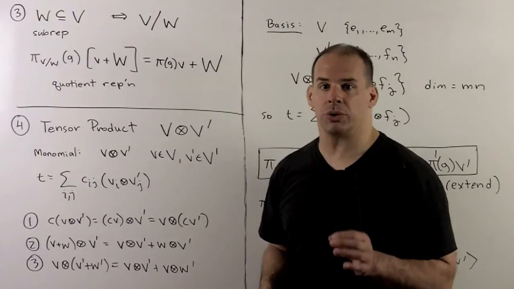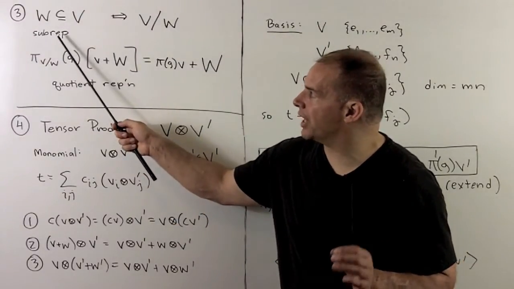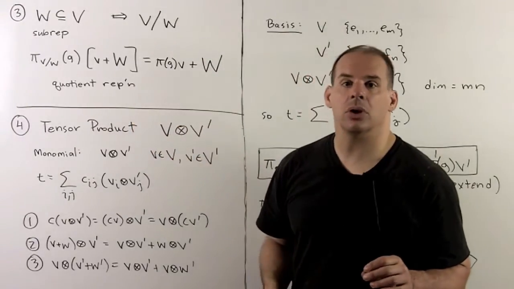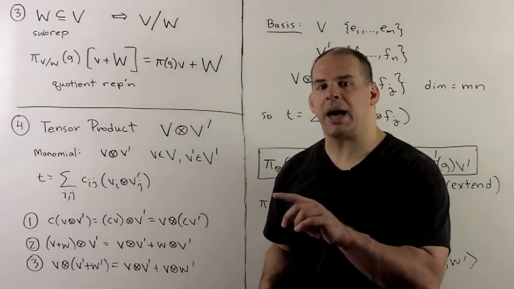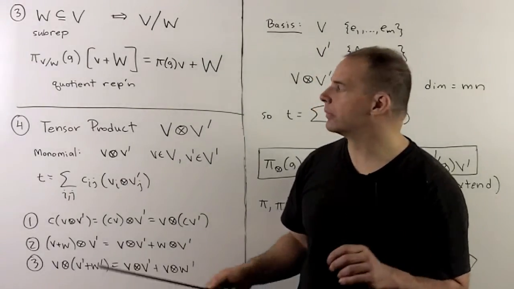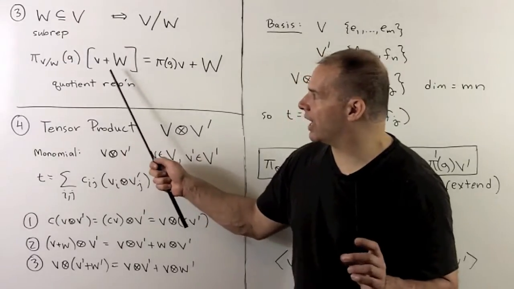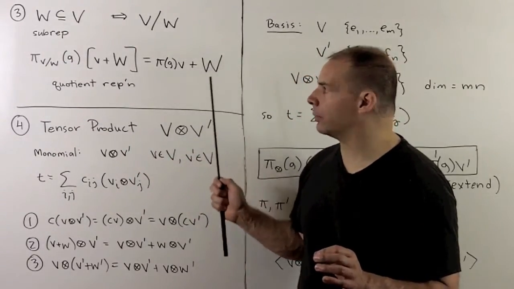Next, we have quotient representations. So we'll start with a subrepresentation W inside of V. We'll form the quotient vector space V mod W. Because each pi of g carries W back to itself, we have an action on the quotient. So pi of g is going to send the coset v plus W to pi of g v plus W.